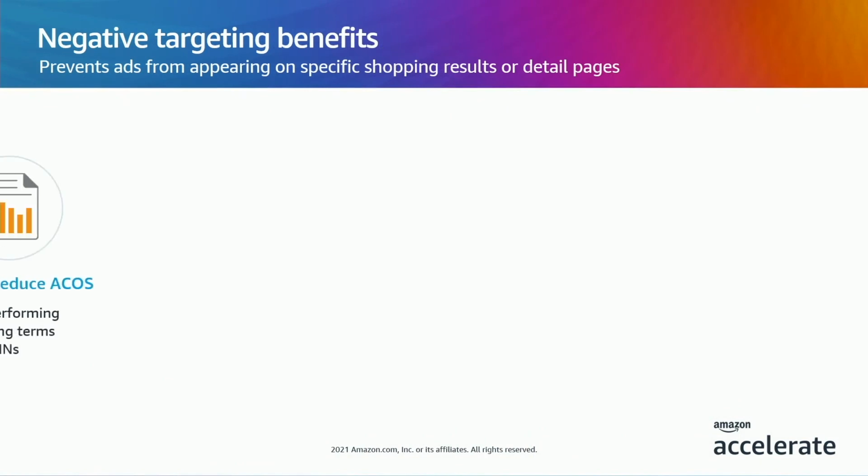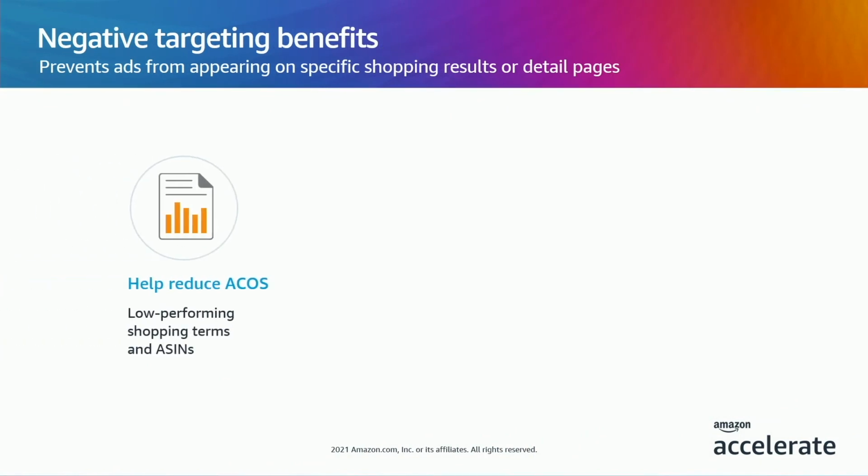The last section that I want to cover is negative targeting. It's one that I really want to double down on because of its importance. Let's run through the main benefits of negative targeting. First is to help reduce ACoS. Use negative targeting to exclude certain shopping queries, brands, or products that you don't want your ads to show against if you identify that you're overspending and not converting into sales.